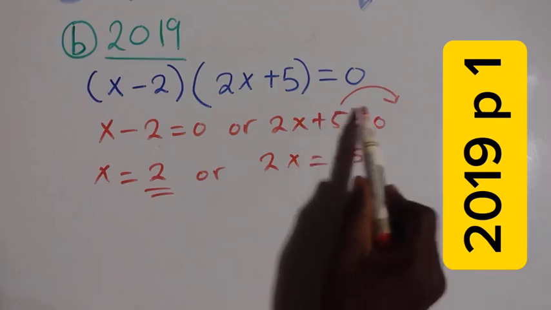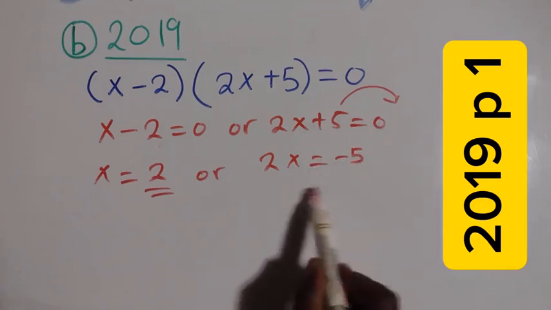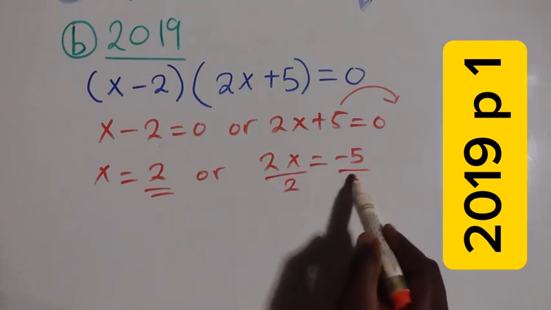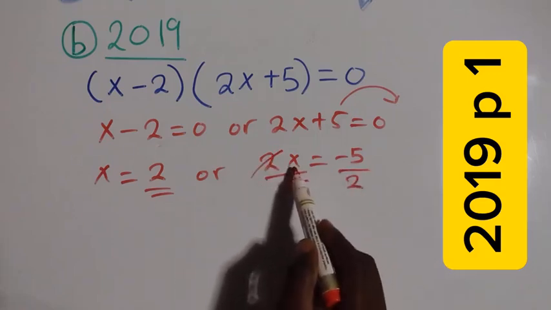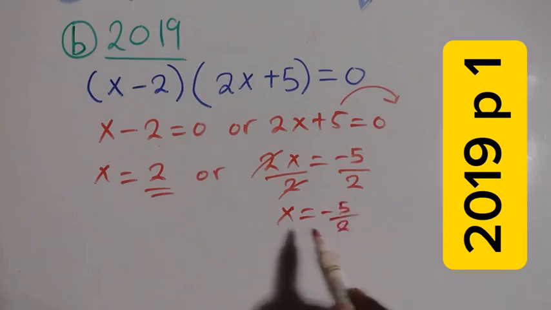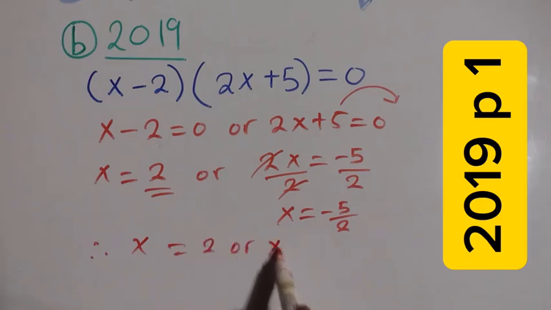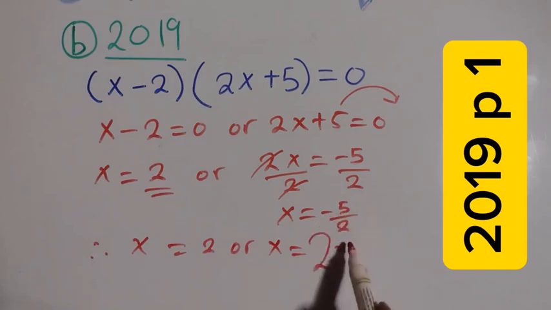The positive 5, when it goes to the right hand side, becomes a negative, because 0 minus 5 is negative 5. We can solve for x by dividing by 2 so that we just remain with x. So x equal to negative 5 over 2. These are the two possible values of x. Therefore, x equal to 2 or x is equal to negative 5 over 2, or negative 2 and a half. You can leave it like that, it can be marked. That is our answer. So we have answered our question B.